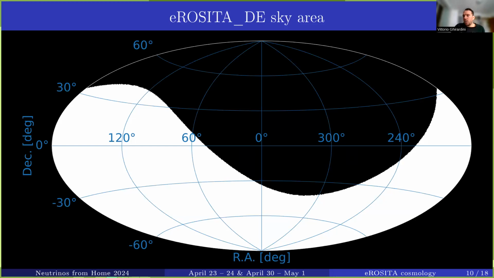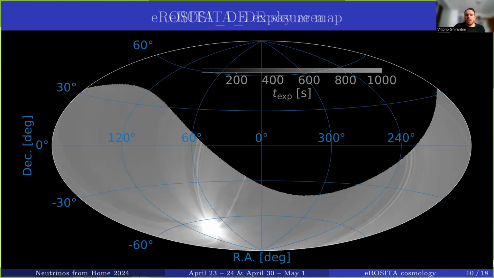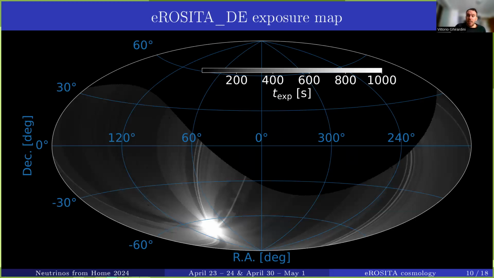We don't have access to the entire sky. We have access only to the Western galactic hemisphere, which is mostly the southern equatorial field, as you can see here. Due to the survey strategy of eROSITA, not everything is observed uniformly. The regions closest to the south ecliptic pole, which is this white, very bright region that you see there, are way more exposed than the region in the equatorial field, like here.